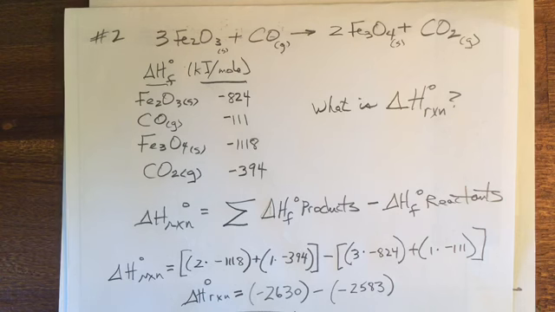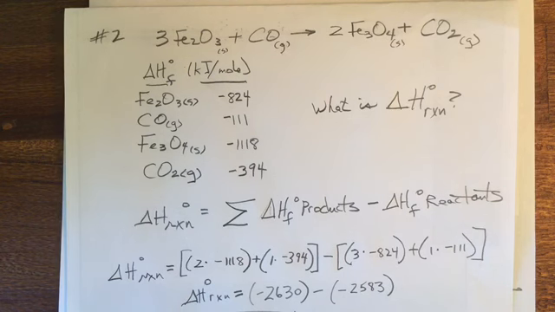As I said, the change in enthalpy of reaction is equal to the sum of the enthalpies of formation of the products minus that of the reactants. The products are 2 moles times the value of Fe3O4 plus 1 mole times the value of CO2. In these kinds of problems, watch your signs. You have to be careful that you are using pluses and minuses correctly. That's 1 mole times minus 394 kilojoules per mole for CO2.